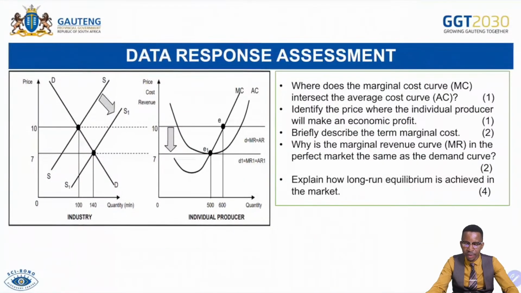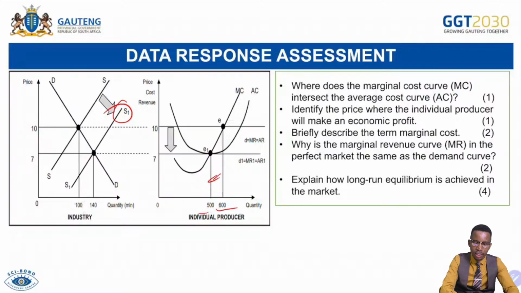We continue with the data response. We are given the entry of new firms. As you see, the supply is increasing from S to S1, and the firm's supply decreased from 600 to 500, even though you can see that something is not correct here because the market output is less than the individual firm's output. Remember, this is extracted from a previous question paper.